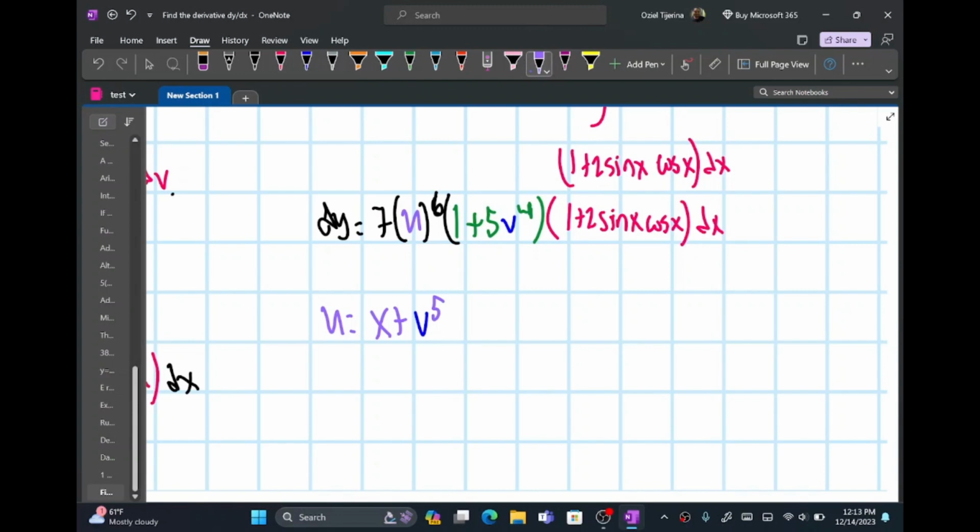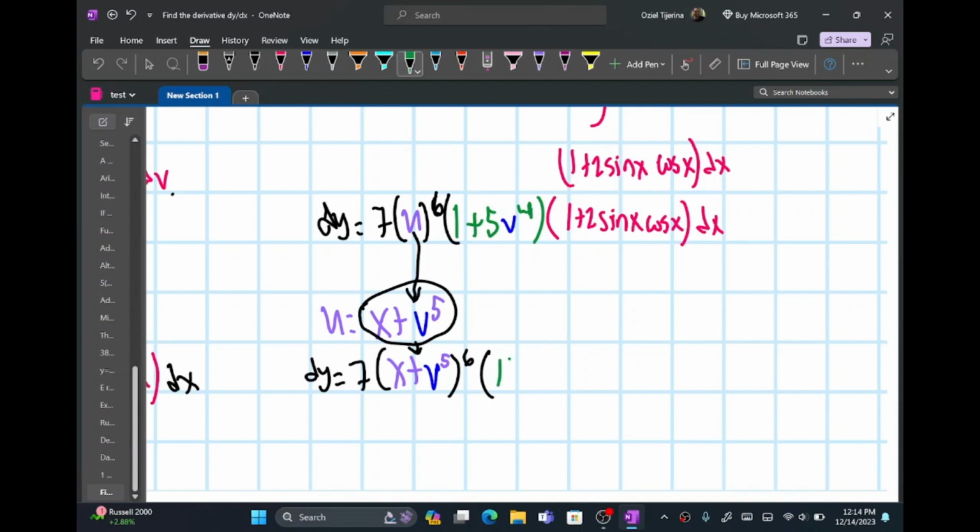And then this is going to be dy equals 7 times the quantity x plus v to the 5th, and then this was all raised to the 6th power, okay, guys, because remember that this entire thing is what's going in for this, okay? So then from there, we're going to do times the quantity, and again we're going to put the same thing we did, so 1 plus 5v to the 4th.